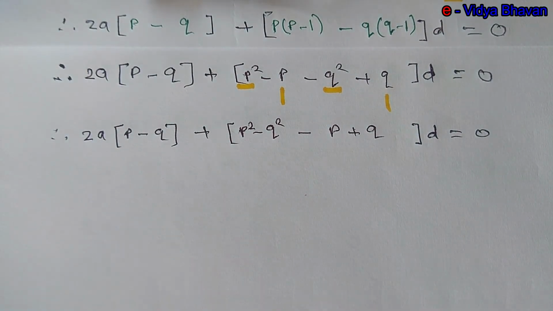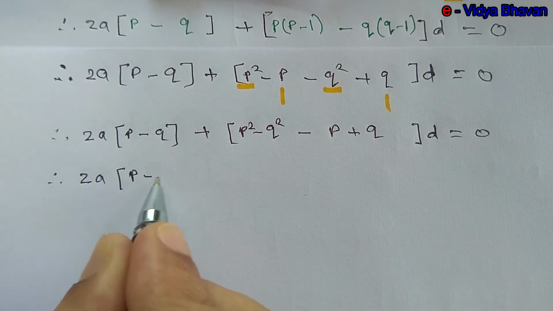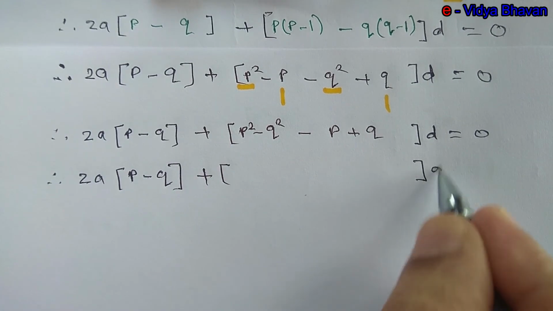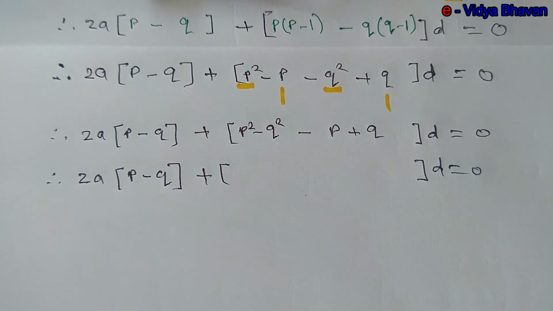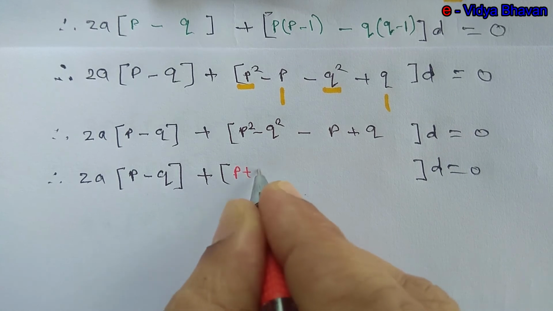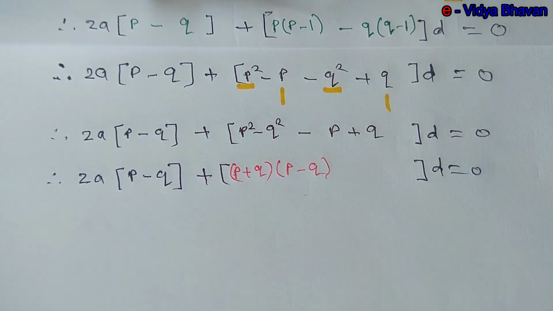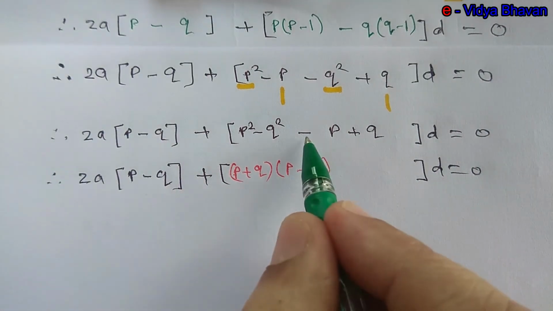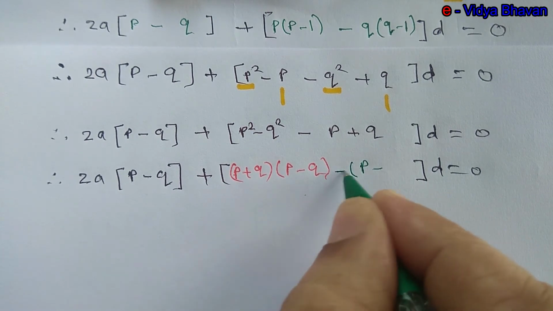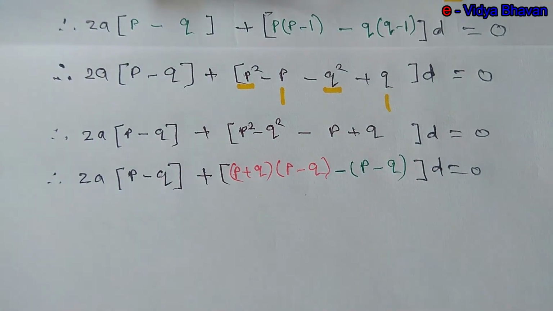Now, therefore, 2A P minus Q plus, here we have formula for P square minus Q square: P plus Q, P minus Q. And here we'll take minus sign common. So it will give me minus taken common as P minus Q, because if you open the bracket, minus P minus minus plus Q.